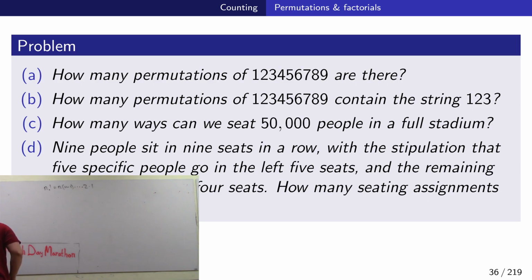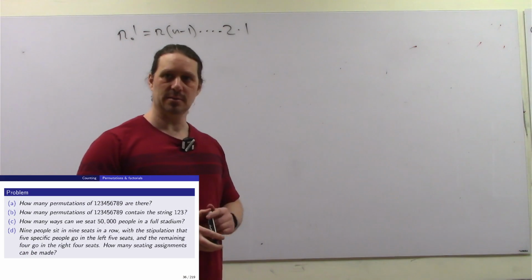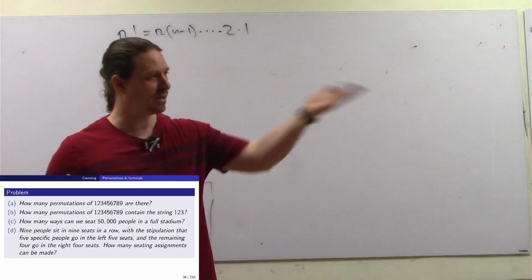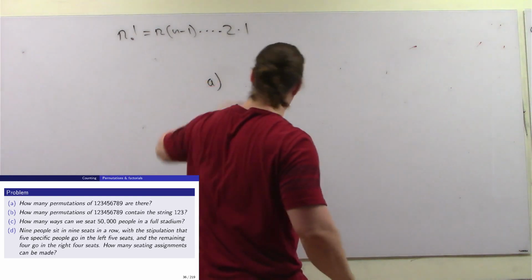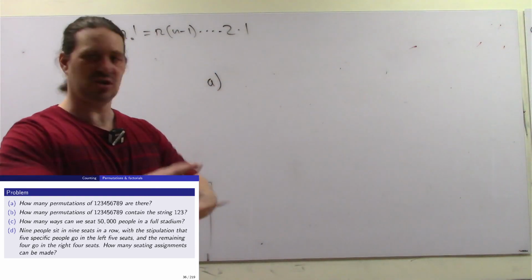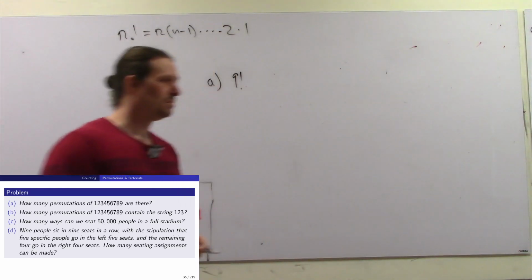So the first is just how many permutations are there of the numbers 1 through 9? Right? We have a theorem for this. How many ways can I shuffle up 9 numbers? We don't need to even think anymore. 9 things, shuffle them all up. There's 9 factorial ways to do it. Right? That's simple enough.